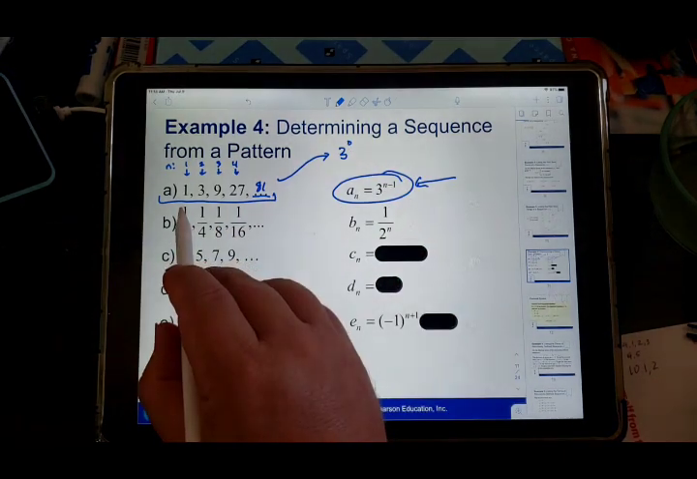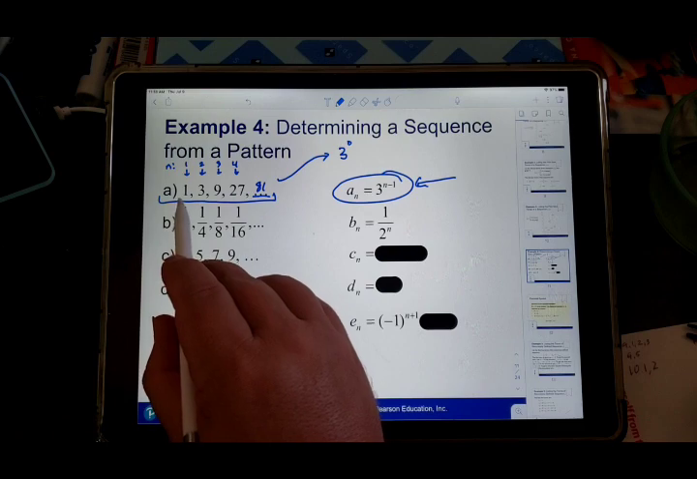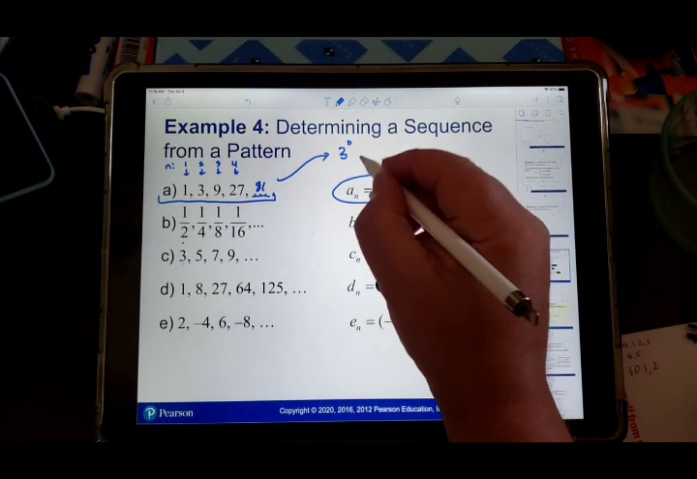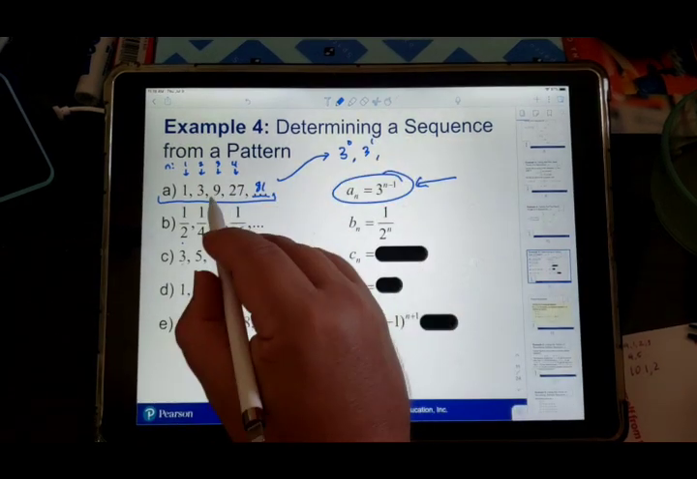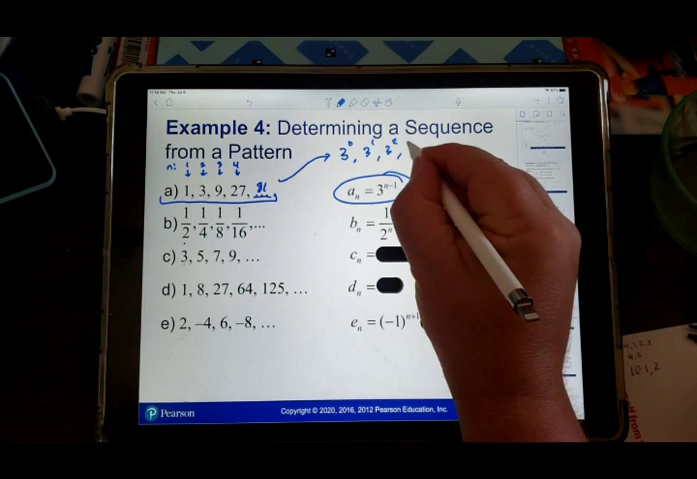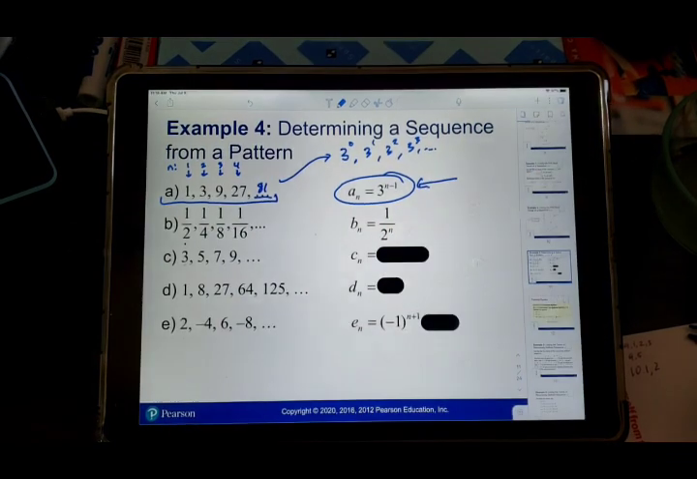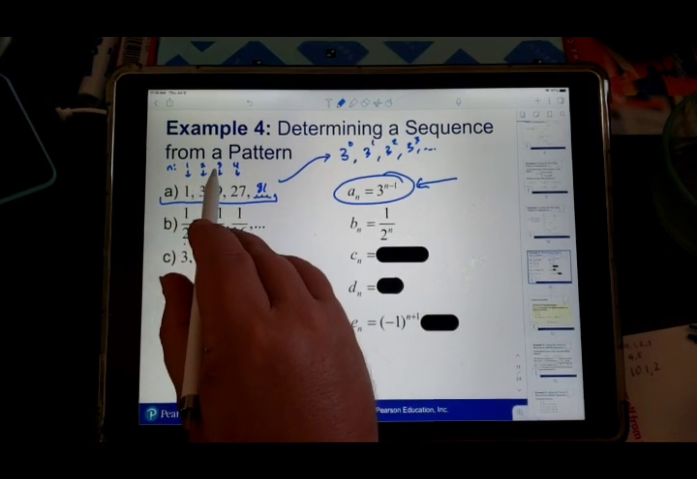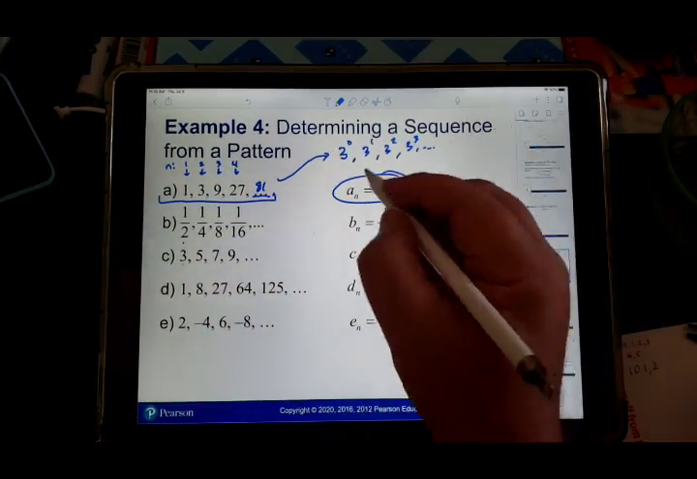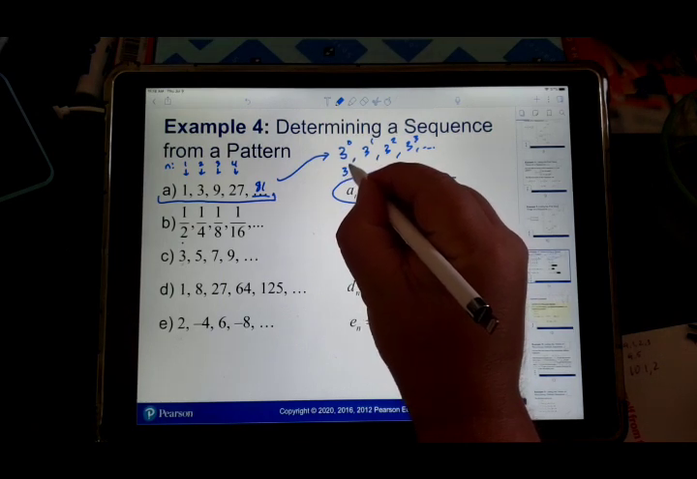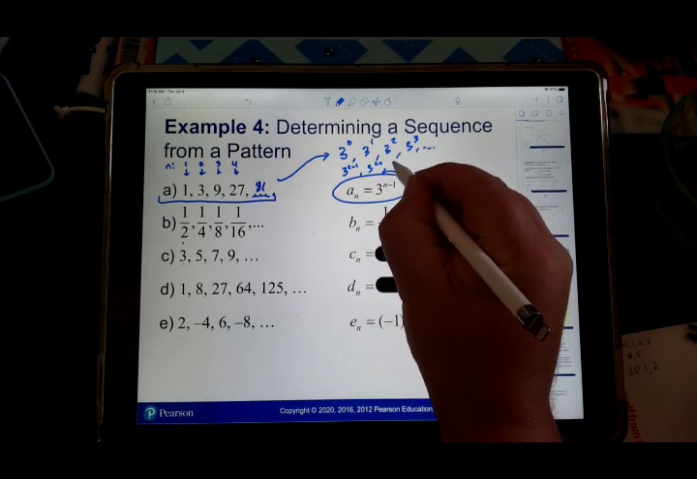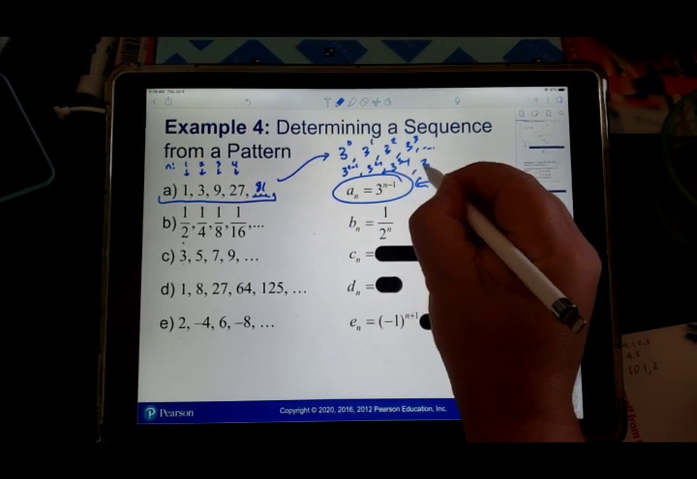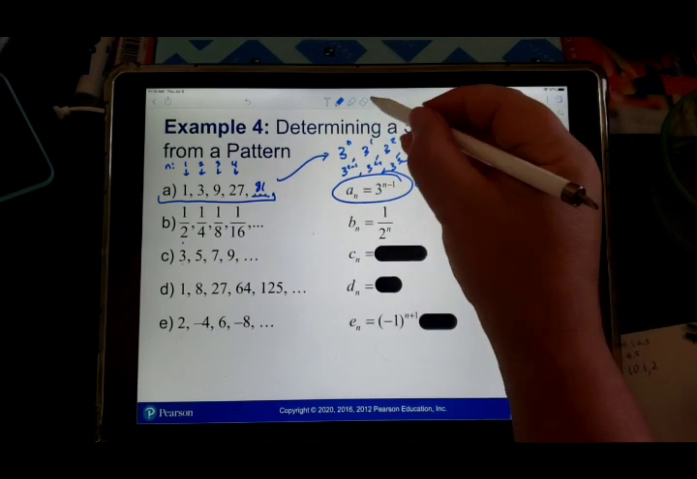So my reasoning might go like this. 1 is 3 to the 0. 3 is 3 to the 1. 9 is 3 squared, 3 cubed. So I still haven't exposed a 1, 2, 3, 4 where I needed them, but if I work with it a little bit: 3 to the 1 minus 1, 3 to the 2 minus 1, 3 to the 3 minus 1, 3 to the 4 minus 1.